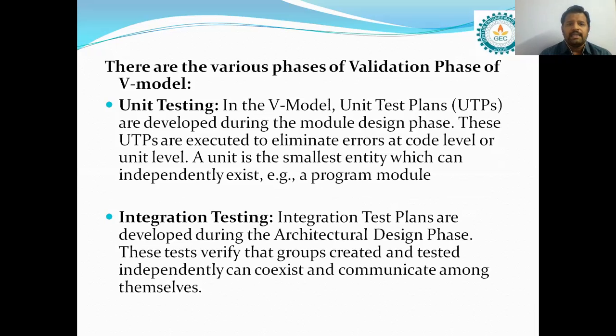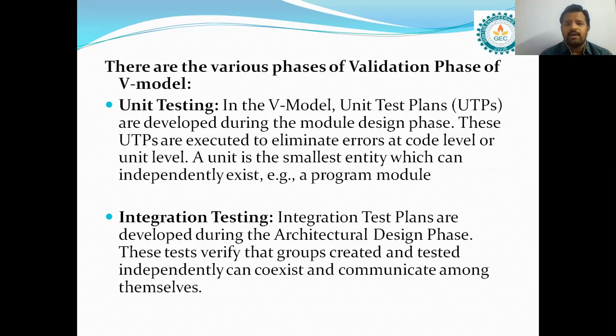Next, there are various phases of validation. In validation also there are different types of phases, like unit testing. In the V-model, unit testing plans are developed during the module design phase. These unit testing plans are executed to eliminate errors at code level or unit level. Already we discussed that the project is divided into modules, and these modules are further divided into small units.